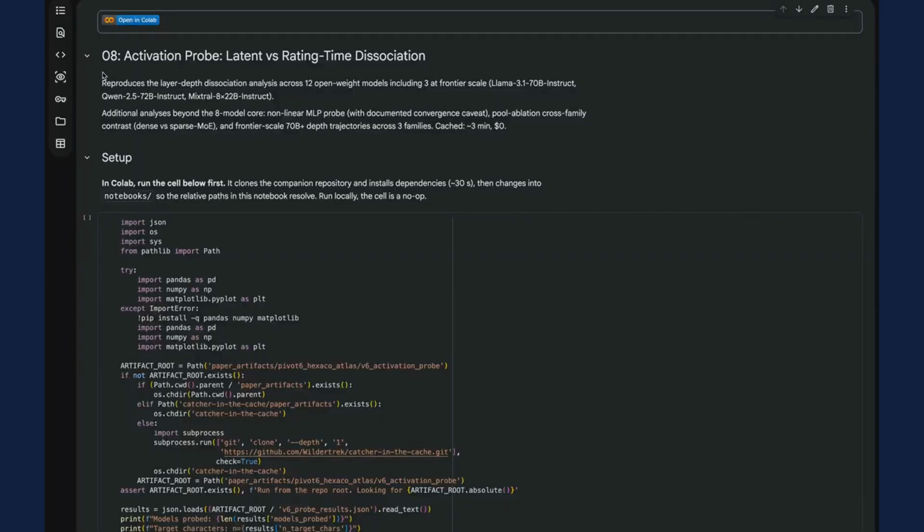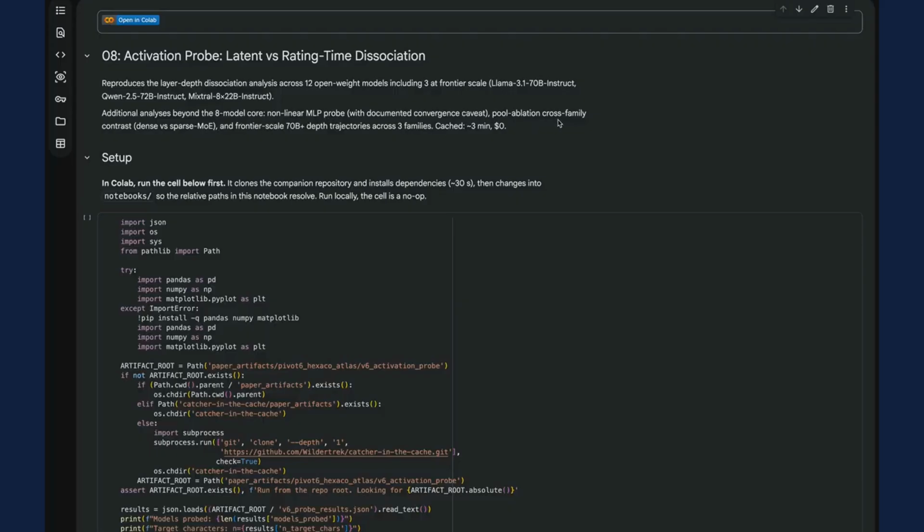Notebook 8 is the mechanistic probe. The paper's look under the hood. It reads internal activations from open-weight models to ask a sharper question than any behavioral test can. Where does the trait fusion actually live? In the representations or only in the readout?